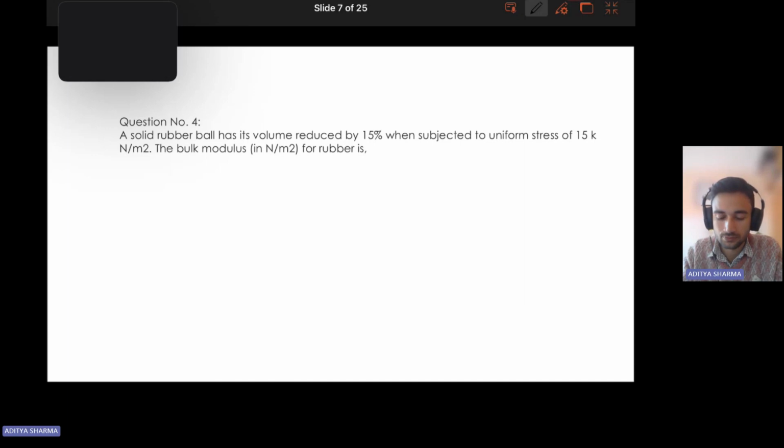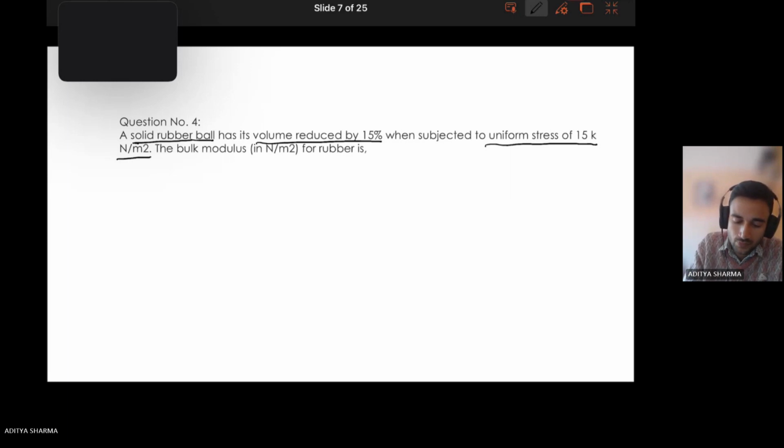Here we have question number 4. Question number 4 says that a solid rubber ball has its volume reduced by 15% when subjected to a uniform stress of 15 kilonewton per meter square. The bulk modulus in Newton per meter square for rubber. So the question is, what is bulk modulus?